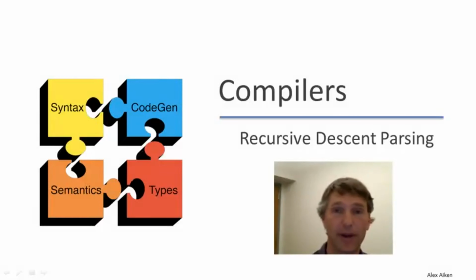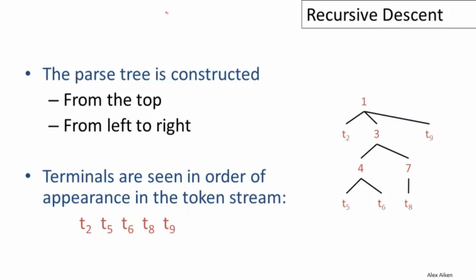In this video, we're going to talk about our first parsing algorithm, recursive descent parsing. Recursive descent is what is called a top-down parsing algorithm. And you might suspect that there are also bottom-up parsing algorithms, and there are indeed such things, and we'll be talking about them later. But in a top-down parsing algorithm, the parse tree is constructed from the top, so starting with the root node, and from left to right. And so the terminals then will be seen in the order that they appear in the token stream.